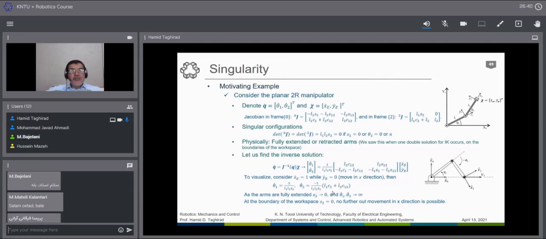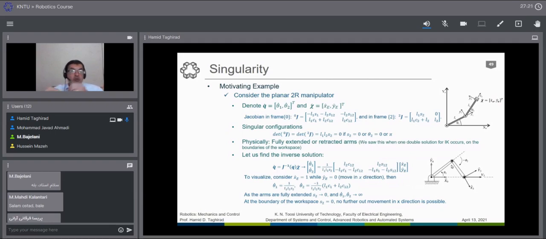Now, move the system from the inside of the boundary toward the singular point, toward the boundary of the workspace. As you go toward the boundary, this theta 2 becomes smaller and smaller, and sine of theta 2 becomes smaller and smaller. This means that theta dot 1 and theta dot 2, both of them, are getting larger and larger. When you are within the workspace, you have limited velocity.